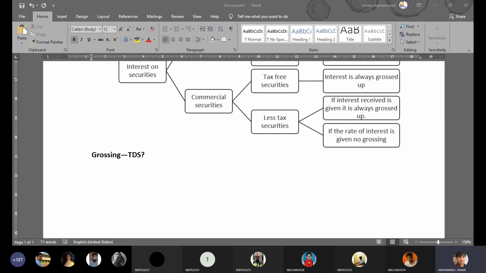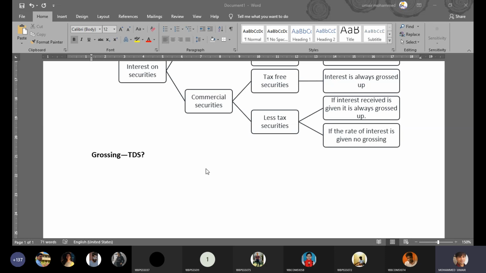So the whole point of me explaining this is to make you understand that tax-free securities means you don't have to pay any tax. The entire income is exempted from tax. When we say less tax securities, you should pay tax on this. And you should pay on your own because government will not deduct the tax. There's no TDS. Government will give you full interest. You only calculate the tax and pay the tax to the government. So that's what you mean by less tax securities.